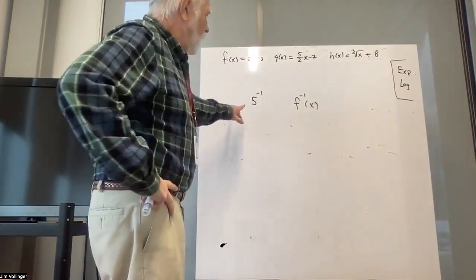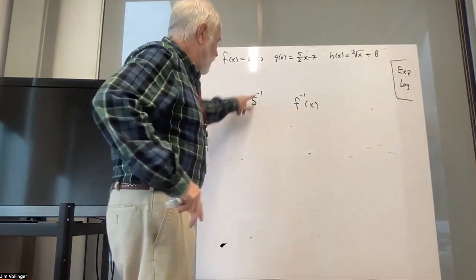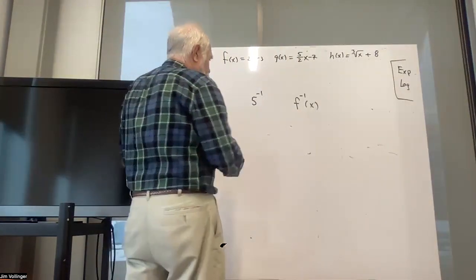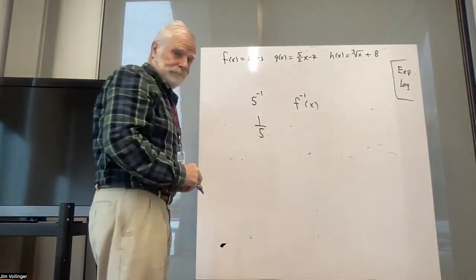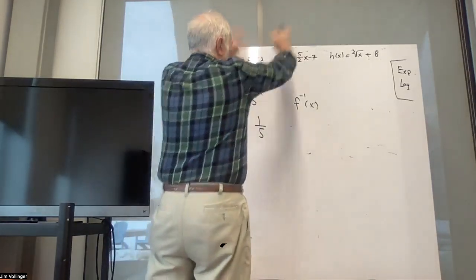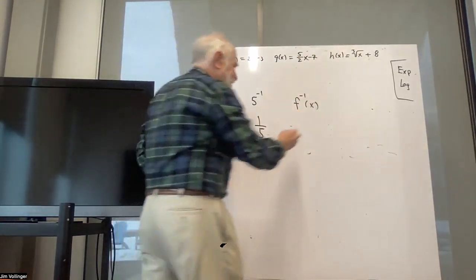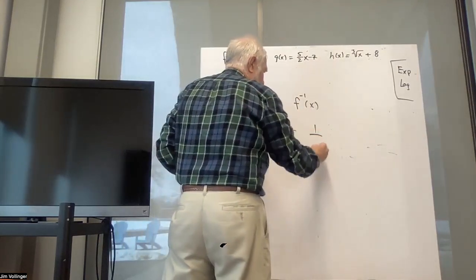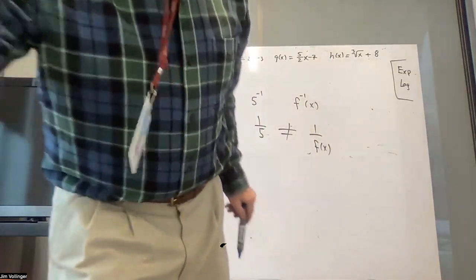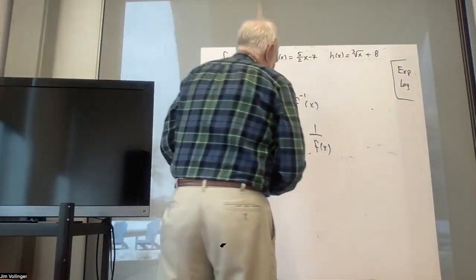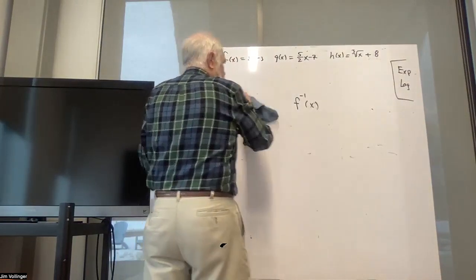Neat. Right from the get-go, let's make sure that you understand the language. 5 to the negative 1 is a reciprocal operation. This does not mean this. This is all about the inverse operations of a function, of a calculation. It does not mean 1 over f of x. Okay? So we've got to get that right from the get-go. It doesn't mean reciprocal.